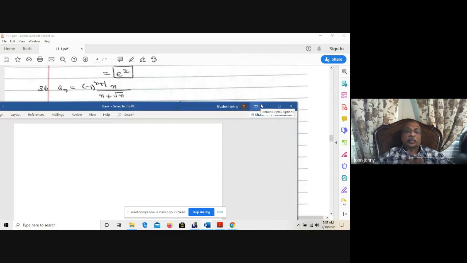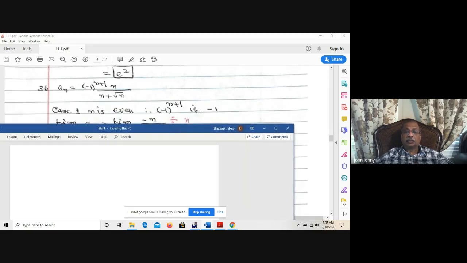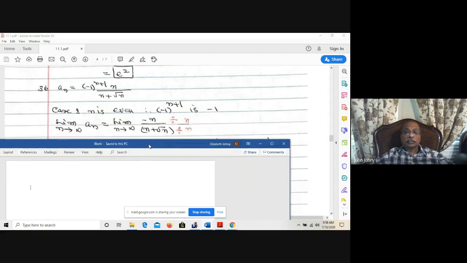Number 36, a_n is equal to negative 1 to the power of n plus 1 times n divided by n plus square root of n. And in this case, I consider this in two different cases. n could be even or n could be odd. So case 1, n is even. If n is even, negative 1 to the power of n plus 1 is negative 1. So this is equal to negative n divided by n plus square root of n.